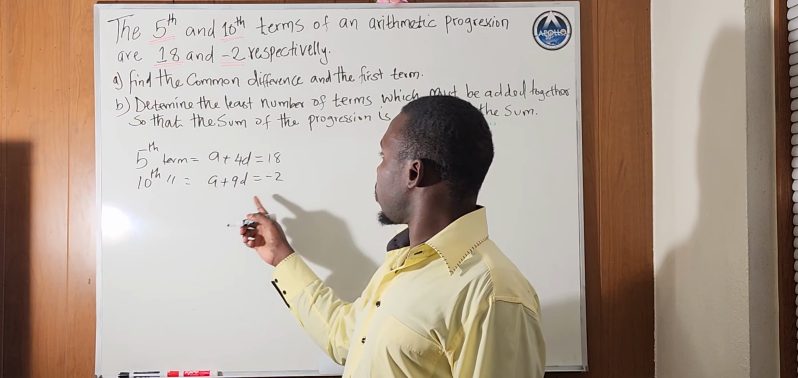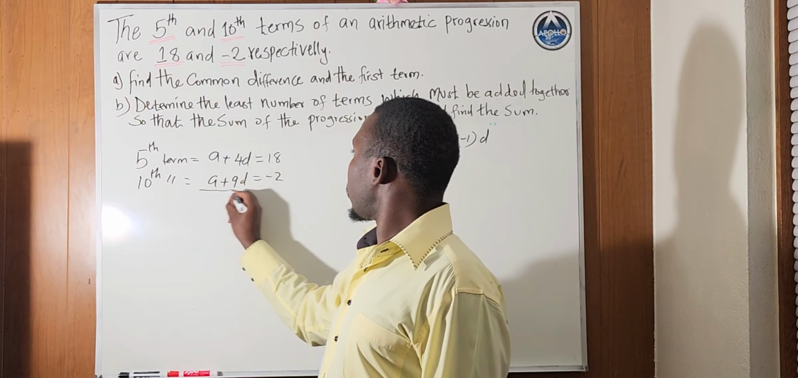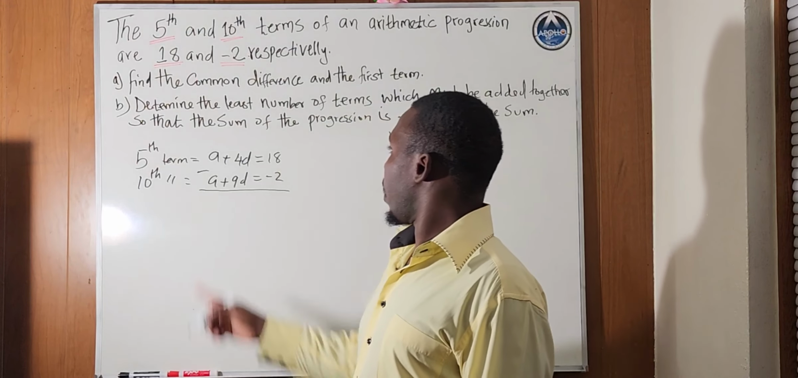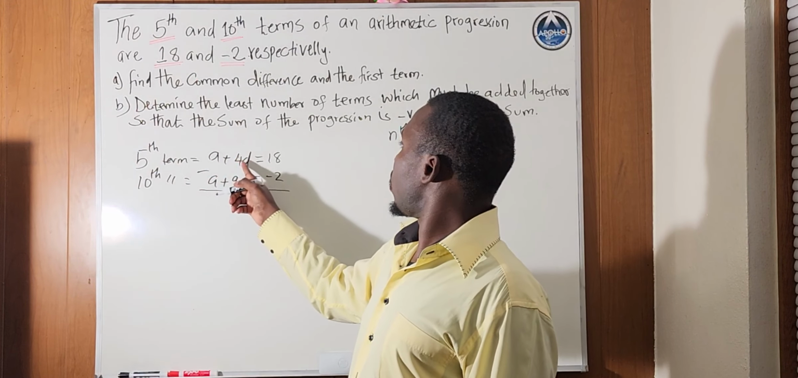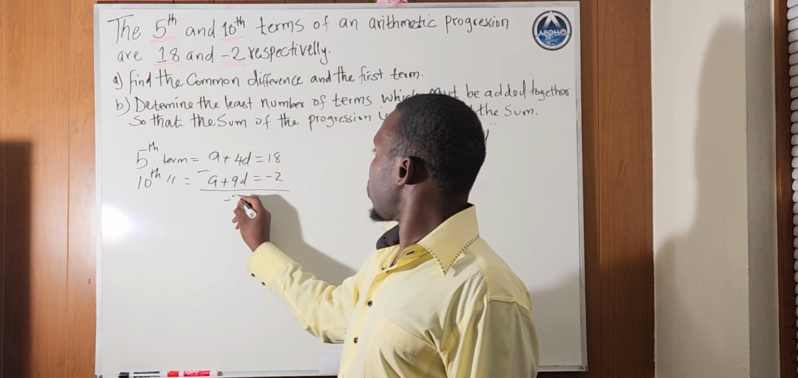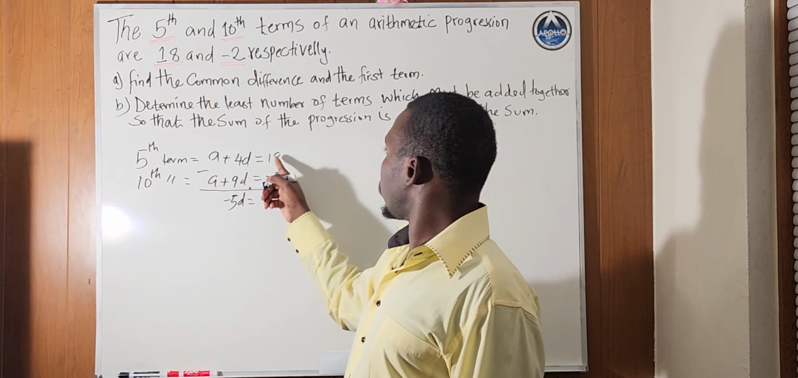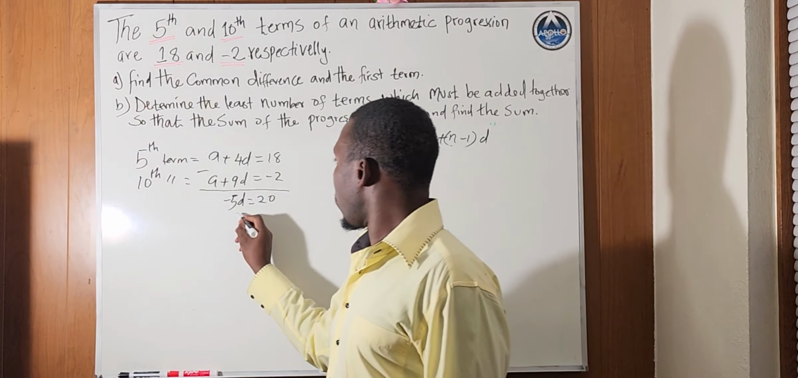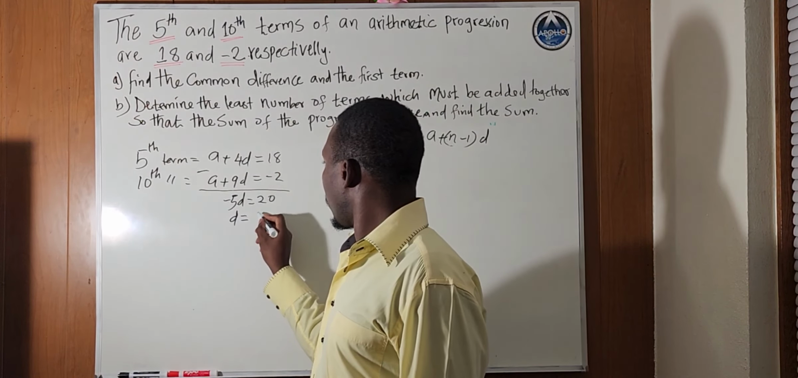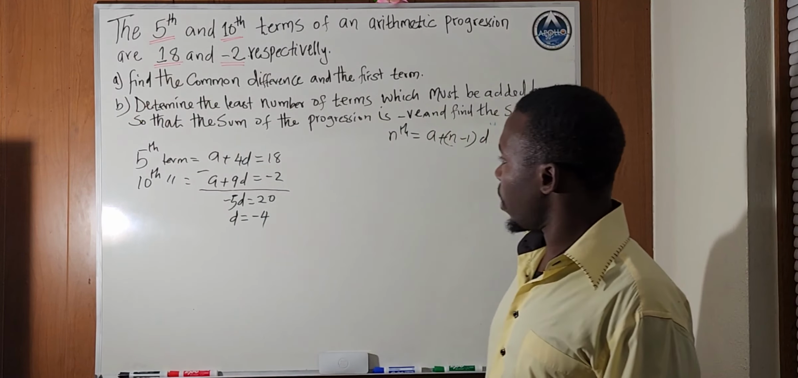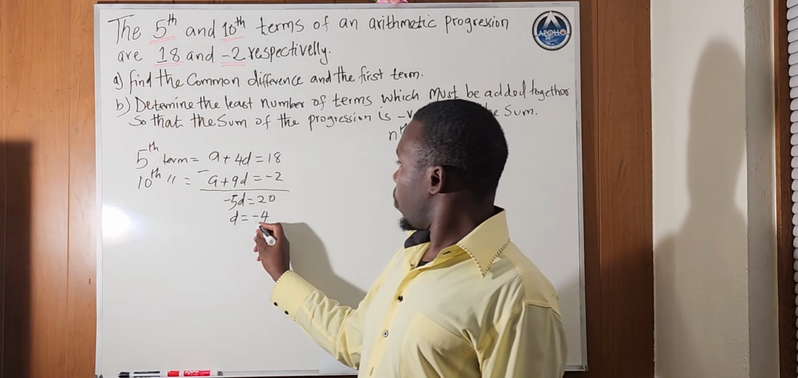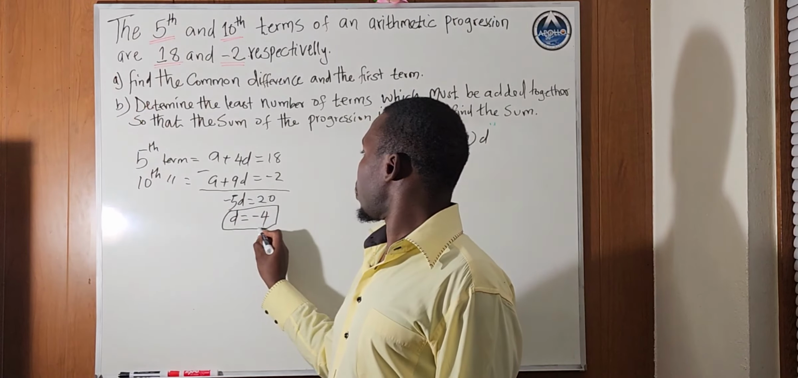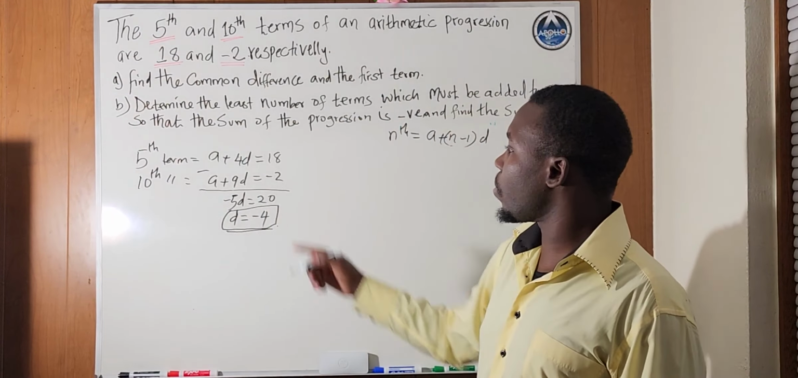We can easily find the value of D from here. Let's subtract these two equations. A minus A is 0. 4D minus 9D gives minus 5D, equals 18 minus 2, which gives 20. Then D equals minus 4. So we already know the common difference is minus 4. D is the common difference.